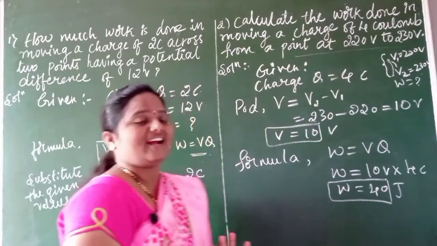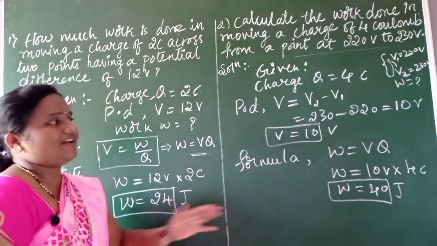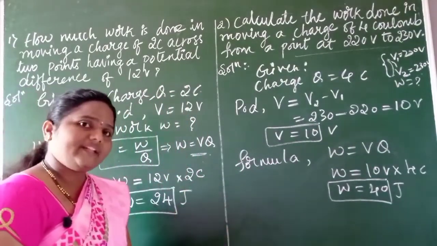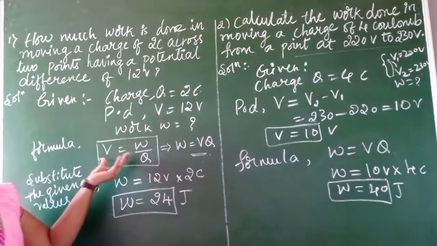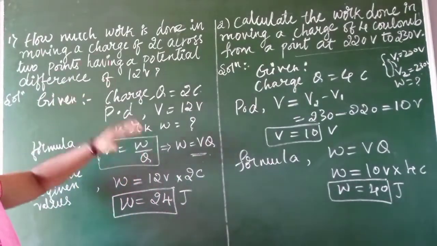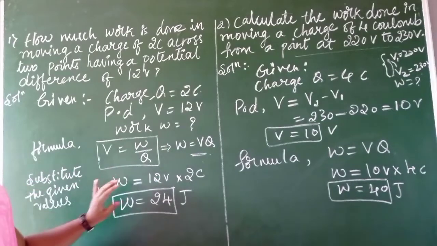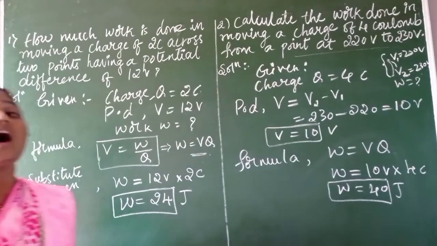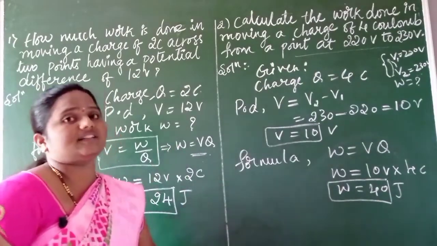Got it, children? Understand? It's very simple, children. The only main thing you have to keep in mind is this: take the first formula and the given data, and substitute them in this formula. Finally, you will get the answer which has been asked in the question.